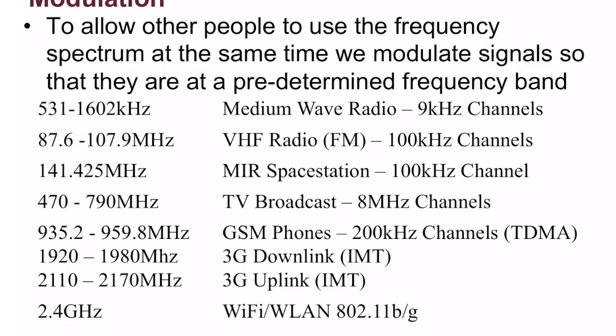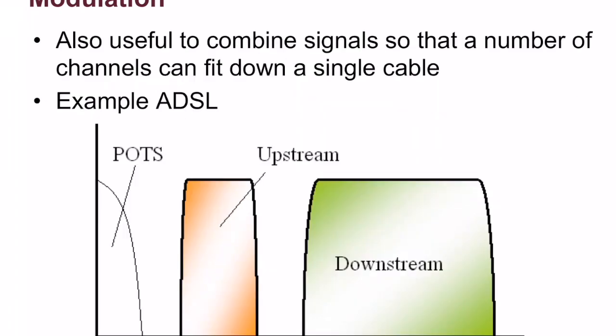And all of our wireless systems do this. They will set these signals on particular carriers. So these are just an example of some of the carrier frequencies that we use to transmit our signals. And as I say, even cables sometimes do this.